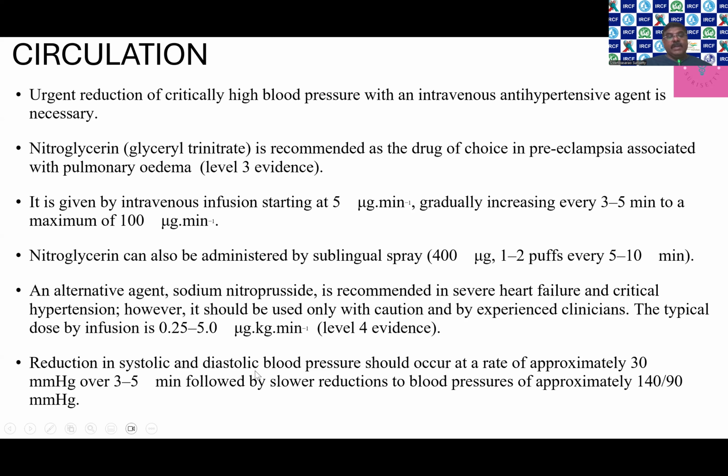So reduction of systolic and diastolic blood pressure should occur at a rate of 30 mmHg over 3 to 5 minutes. But you have to reduce the blood pressure very slowly, with slow reduction of blood pressure to approximately 140/90 as your target blood pressure.